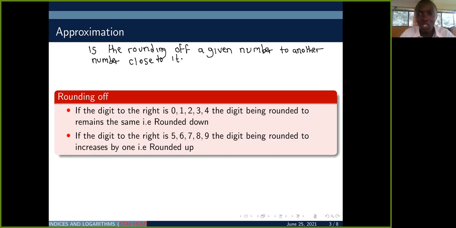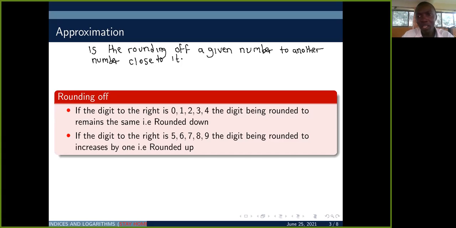So why are we doing so? Always we want to have a precise answer. Any number that is rounded off is at times very easy to deal with. It is at times very easy to carry out calculations with numbers that are rounded off.